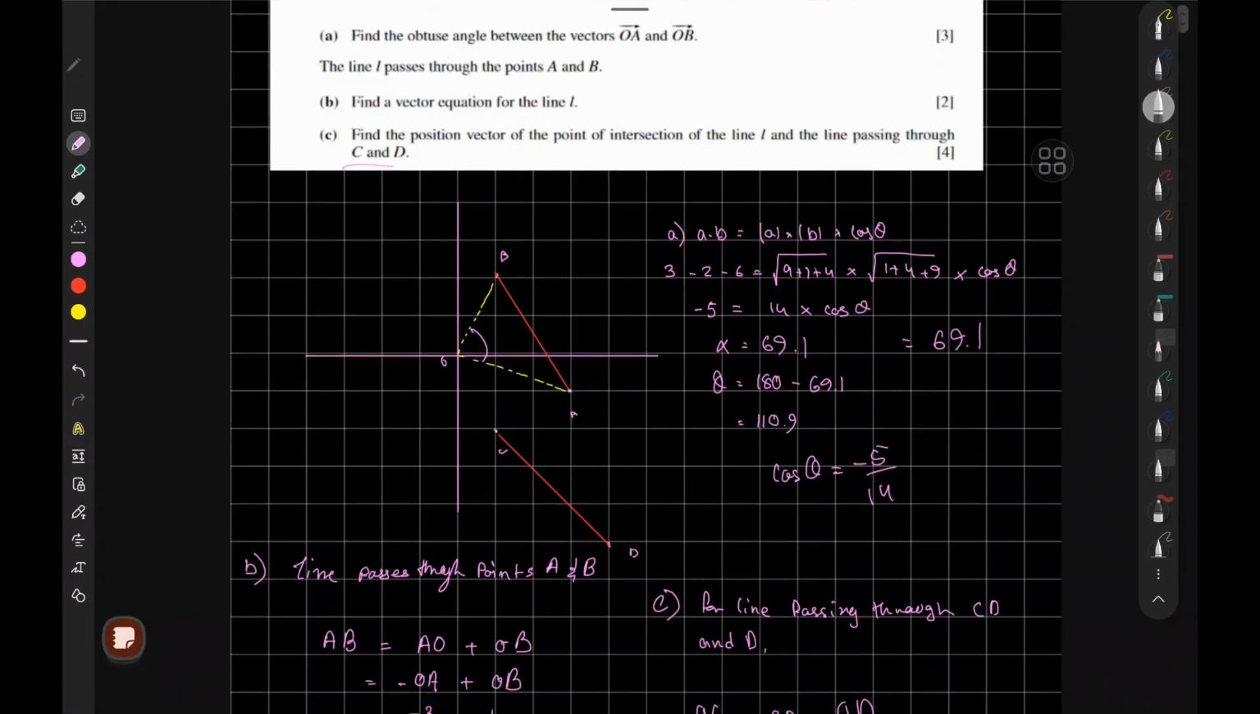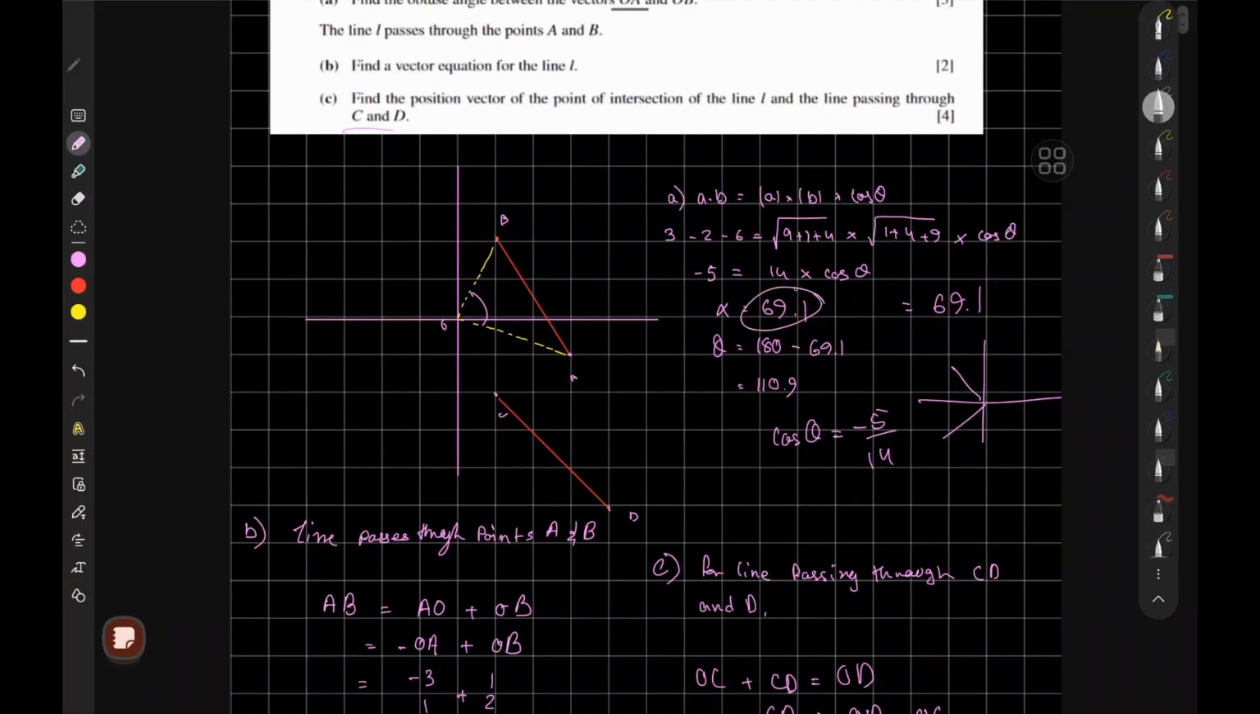They're saying that cos theta is negative. Where is cos theta negative? Over here and over here, in the second and third quadrants. For this, the base angle, if you use your calculator and find theta, is 69.1. This is not your theta, this is your base angle.